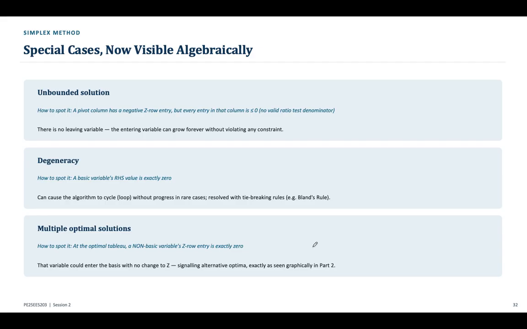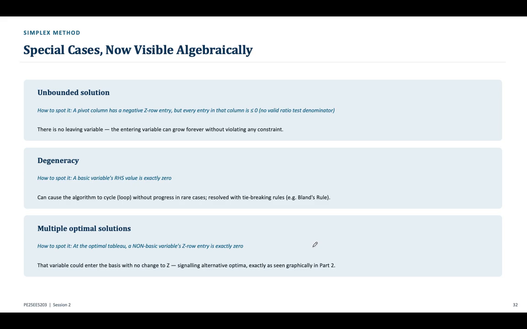There are special cases, but now they are visible algebraically. The simplex tableau also lets us recognize special cases algebraically. The first is the unbounded problem. Suppose a negative z row entry tells us that a variable wants to enter, right? But every coefficient in that pivot column is 0 or non-negative. Then there is no valid positive ratio, so there is no leaving variable to stop the movement. Algebraically, the problem is unbounded in that direction. Okay.